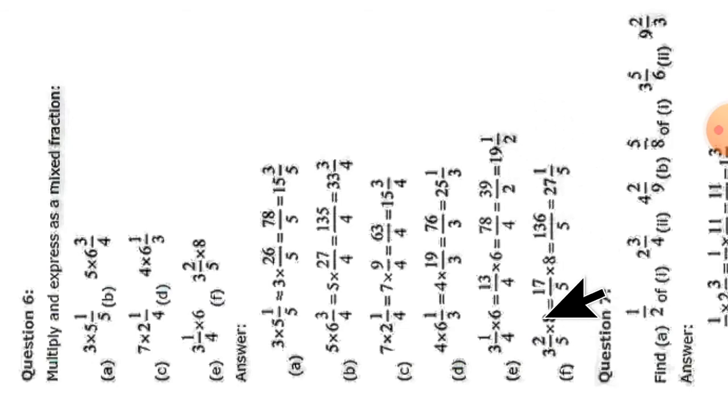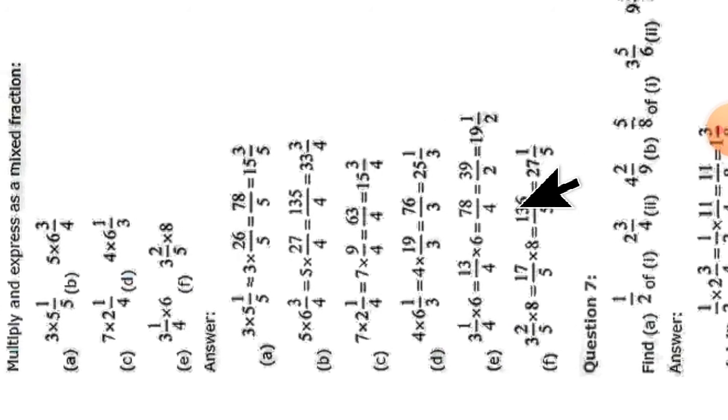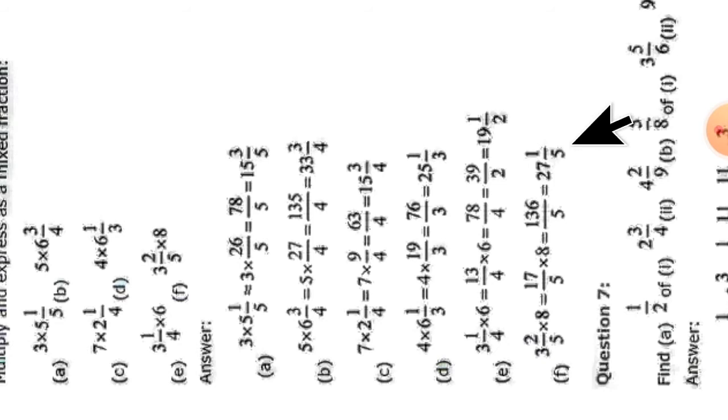3 integer 2 upon 5 into 8 equals, 5 3s are 15, 15 plus 2 will be 17. So 17 upon 5 into 8 equals 136 upon 5 equals, divide 136 by 5, you will get 27 integer 1 upon 5.